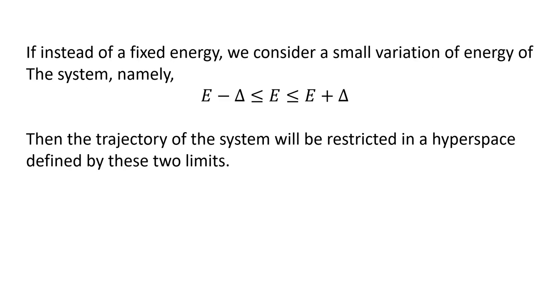Okay. Often we find that it is much better not to fix the value of energy to a single value, that is, you relax the condition that the energy is strictly a constant value E, but you allow a small variation of energy of the system. So, say the system can have energy between E minus delta and E plus delta, where delta has a dimension of energy and is a small quantity compared to E. And so the trajectory of the system will be restricted in a hyperspace which is defined by these two limits.